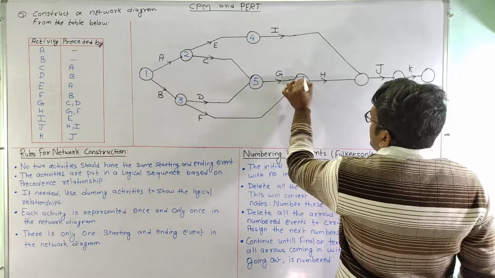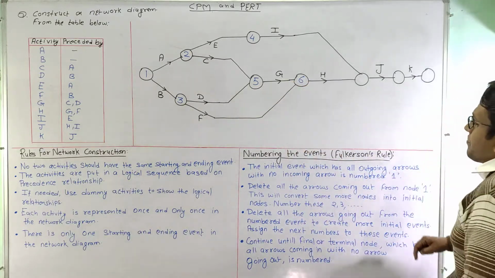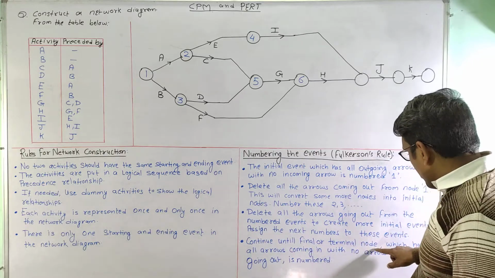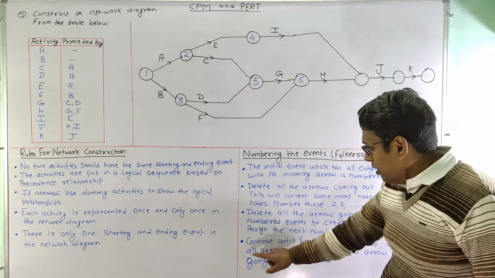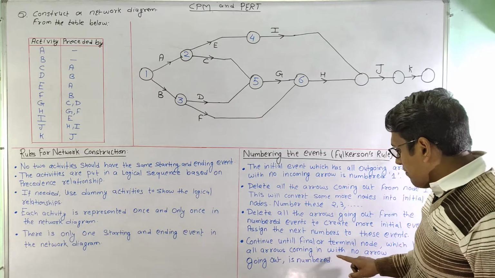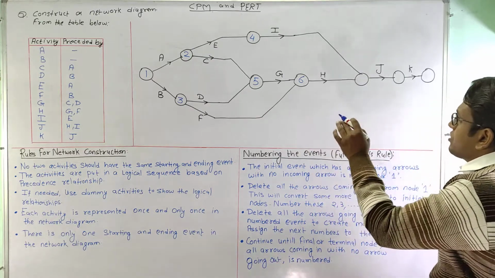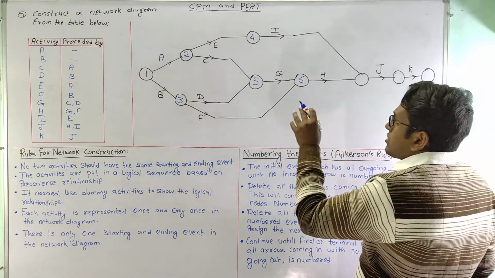So now this will be number 6, and continue until the final or terminal node, which has all arrows coming in with no arrows going out, is numbered. So we will continue this procedure till the last or terminal node.